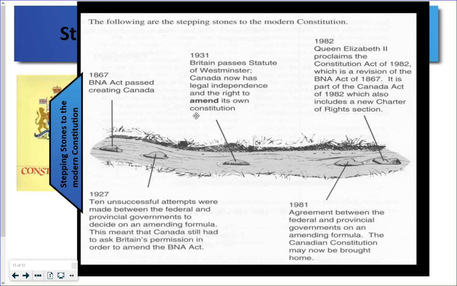Finally, in 1982, Queen Elizabeth II proclaims the Constitution Act of 82, which is now a revision of the BNA Act of 1867. It is part of the Canada Act of 82, which now includes the new Charter of Rights and Freedoms section that we'll cover in chapters 3 and 4.